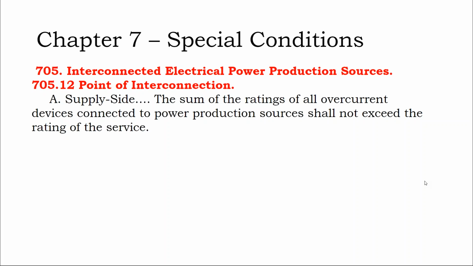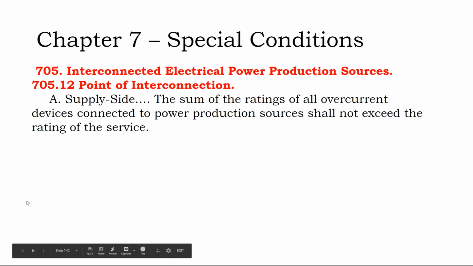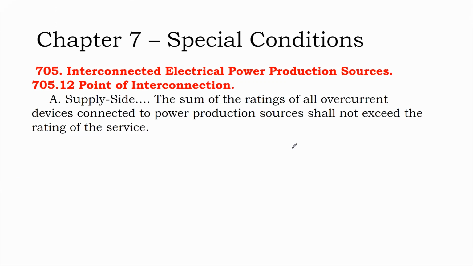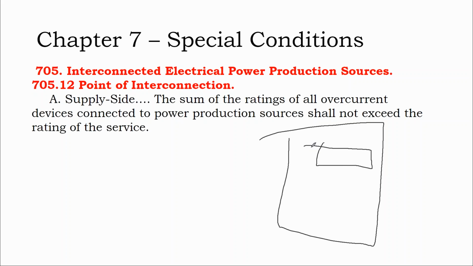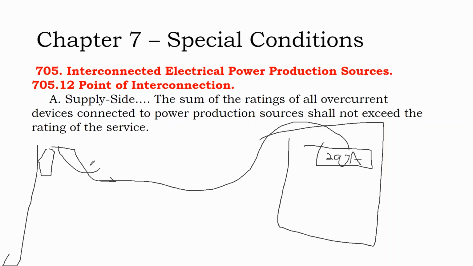So the supply side connection of the system, it says all of the overcurrent devices connected to the power sources should not exceed the rating of the service. What does that mean? So I have a main service panel with a 200 amp breaker. And on the grid side of it, it's connected to that utility transformer on the side of the power pole. And these conductors are being run down for a 200 amp service, and these conductors are rated for a 200 amp service.